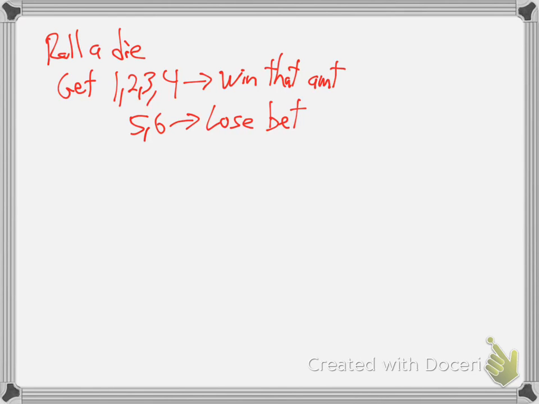So if you roll a 1, you win $1. If you roll a 2, you win $2. You roll a 3, you win $3. You roll a 4, you win $4. You roll 5 or 6, you lose your bet. Okay?